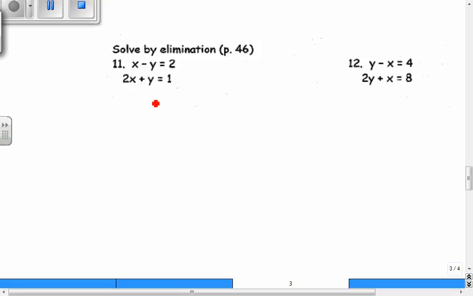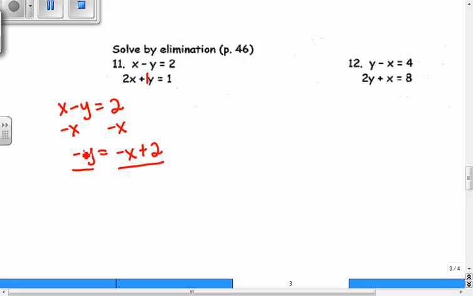So let's see. I think the easiest way would be to do the equal values. So I have x minus y equals 2. Okay, so I want to solve for the same variable. Well, this one has a y with no coefficient other than 1. So I think y will be the easiest to solve for. So subtract x from each side. Negative y equals negative x plus 2.